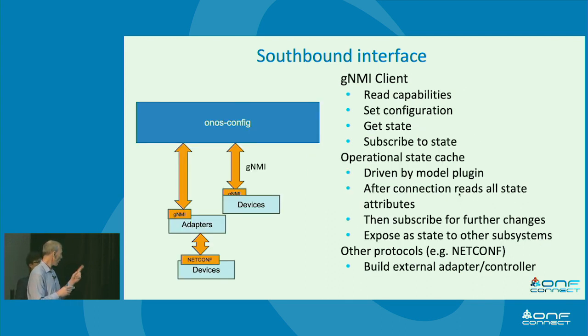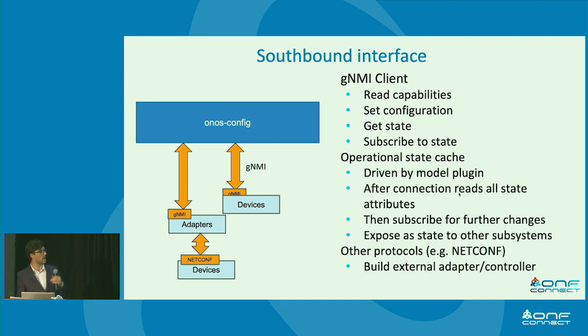On the southbound side, did you want to talk to this one, Andrea? I'll talk to it. Thanks, Sean. So basically on the southbound side, again, we have GNMI. It's implemented in the GNMI client, which has the capability to read the capabilities of the device, meaning the Yang models it supports, and what type of encoding and decoding it wants. We can set configuration through this GNMI client. We can get the state, but we can also subscribe to the state of the different devices. This GNMI client is the one that populates that operational state cache that Sean was talking about.